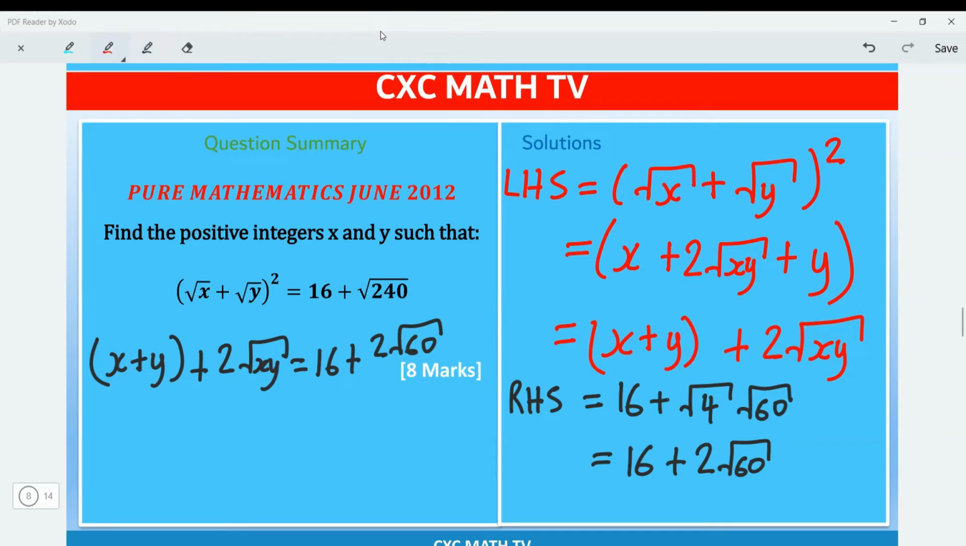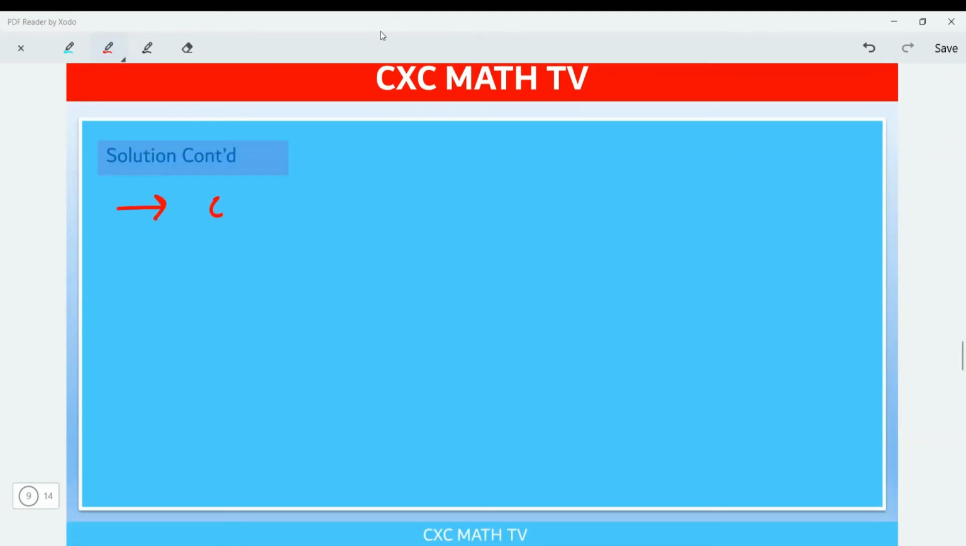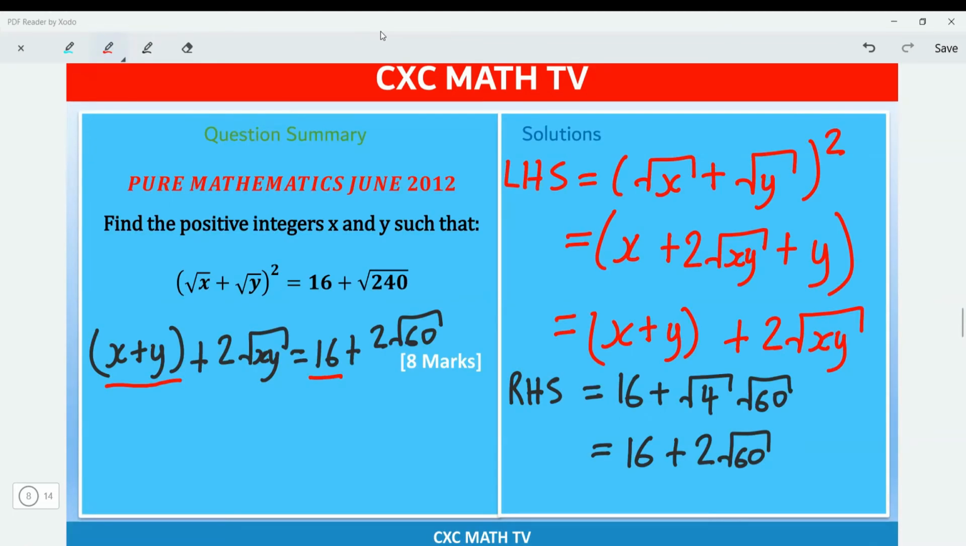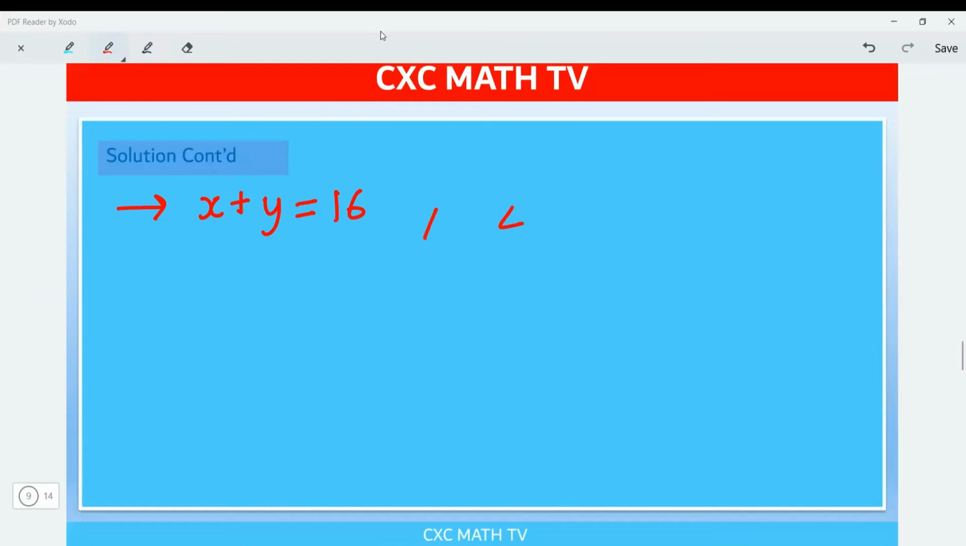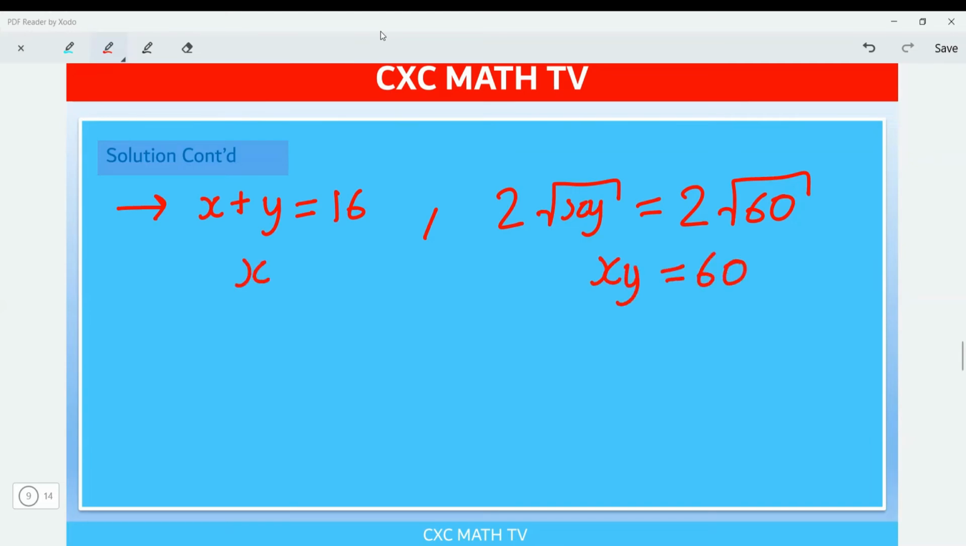What does that mean? It means that the numbers without the square root, the x plus y, must be equal to 16. So x plus y must be equal to 16. And from the square root part, the 2 root xy must be equal to the 2 root 60. If we cancel the 2s and square both sides, x times y must be 60. So now we get a simultaneous equation to solve: x plus y equals 16 and x times y is 60.